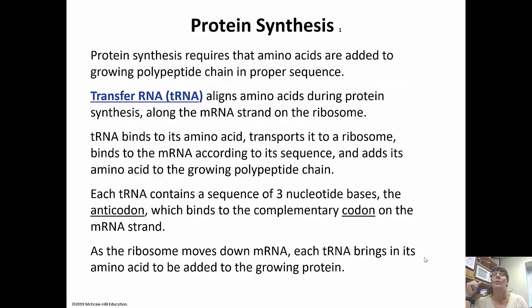So protein synthesis requires amino acids being added in a proper sequence. Transfer RNA aligns the amino acids during protein synthesis. It's going to bind to its amino acid, transport it to the ribosome, and then bind to the messenger RNA according to the sequence. It adds an amino acid and it will leave. Each transfer RNA contains 3 nucleotide bases called the anticodon, which is going to be complementary to the codon on the messenger RNA strand. So as the ribosome moves down the messenger RNA, each transfer RNA will bring its amino acid, and the polypeptide chain is going to keep growing.